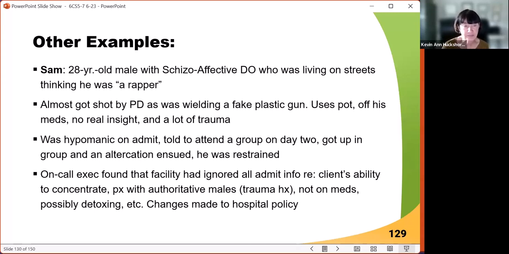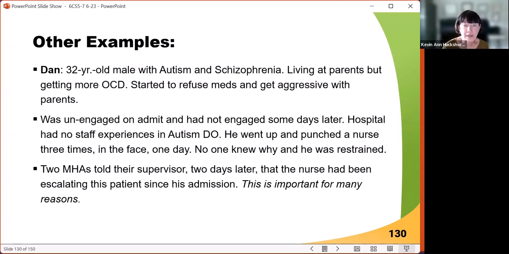Next slide. Another 32-year-old male, Dan, had autism, was on the spectrum, had schizophrenia, and was living at his parents'. He was getting more and more obsessive compulsive, having problems walking through doorways, and started to refuse meds. He got kind of aggressive with his parents. He came in the unit. He was not engaged at all. He was very quiet. He didn't bother anybody, but he didn't engage with anyone.